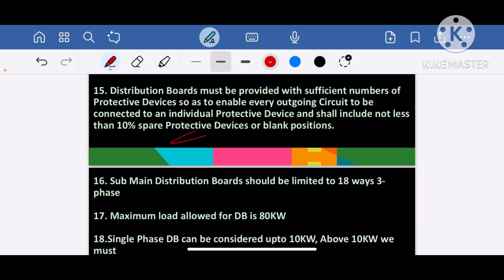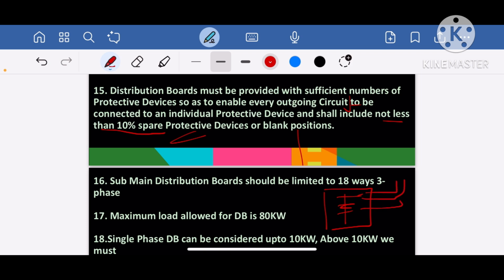Distribution board must be provided with a sufficient number of protective devices so as to enable every outgoing circuit to be connected to an individual protective device, and shall include not less than 10% spare protective devices and blank space. What does it mean? Suppose I have a distribution board and it has a number of outgoings. So the number of outgoings must be adequate to feed all outgoing loads.